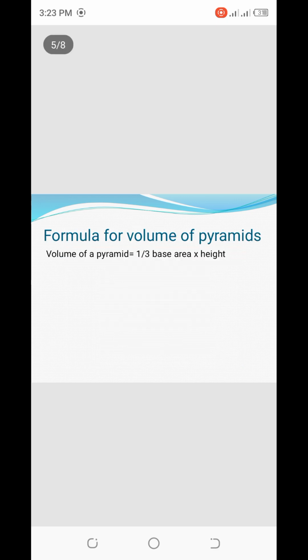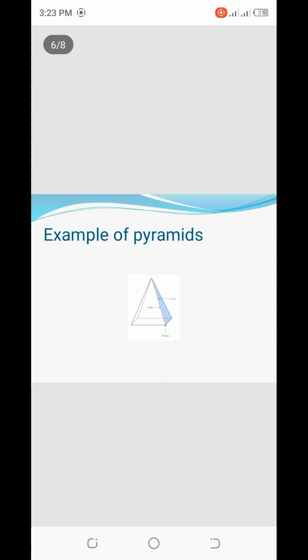The formula for volume of pyramids, on the other hand, is that the volume of a pyramid is given by 1/3 multiplied by the base area times the height. And an example of a pyramid is shown in this diagram, where we have the edge, the vertex, and the face.